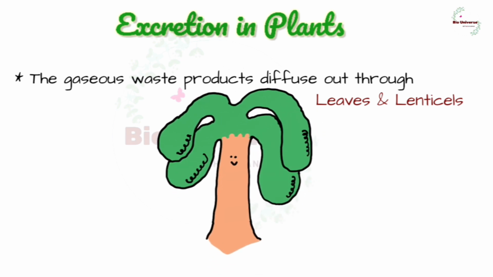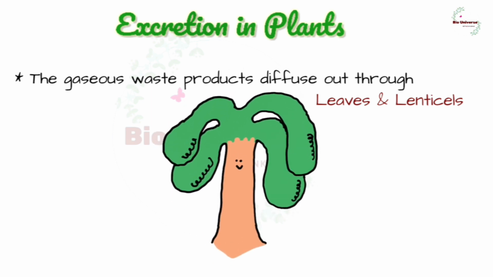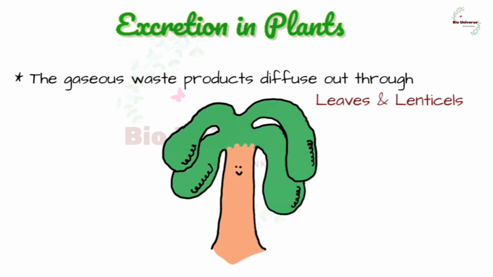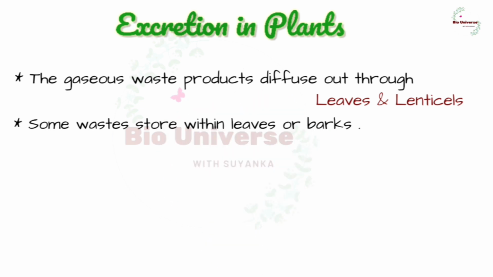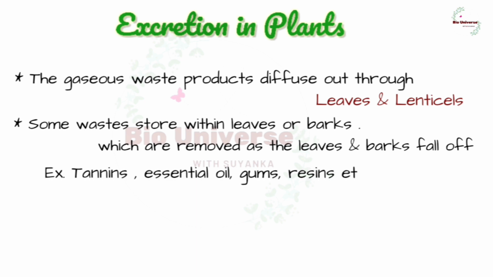Many plants store organic waste products in their permanent tissues that have dead cells, for example, heartwood. Plants also store waste within their leaves or barks. These wastes are periodically removed as the leaves and barks fall off. For example, tannins, essential oils, gums, resins, etc.